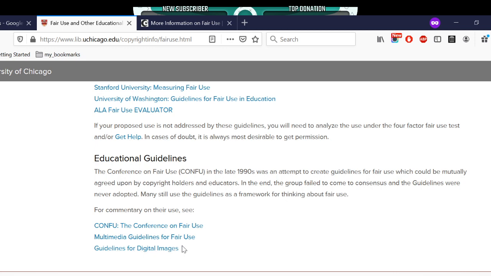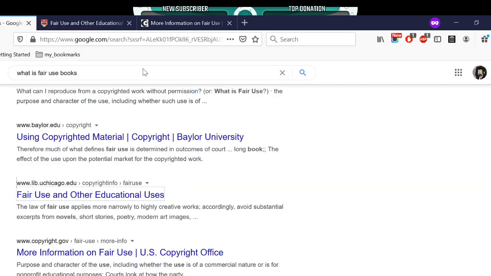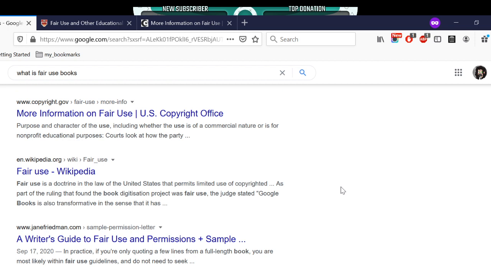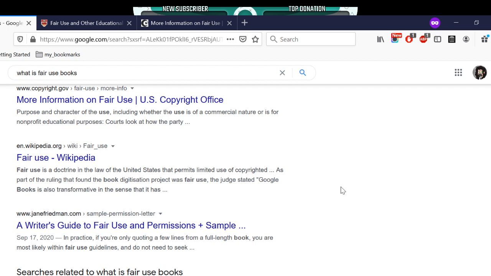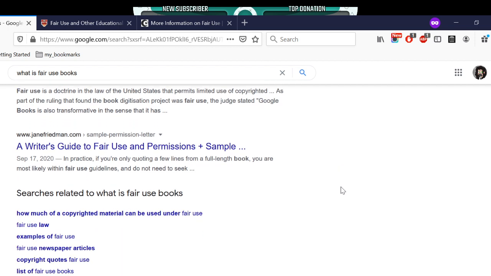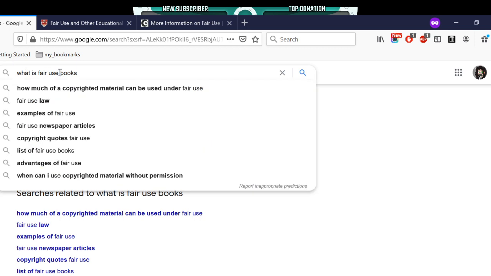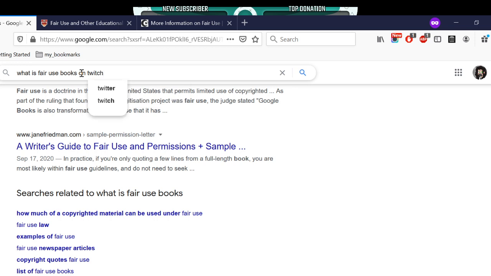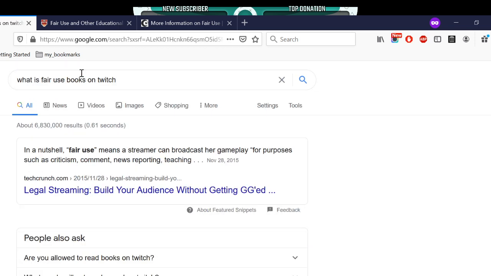Digital images. Okay, so this isn't good. So I'm wondering if we're going to run into this issue where they're assuming that I'm in a traditional classroom setting and not on Twitch. Maybe I should then modify my search term. What is fair use? Books on Twitch. Because I think there's a category called read aloud, so people are doing this, and it does seem to be protected.